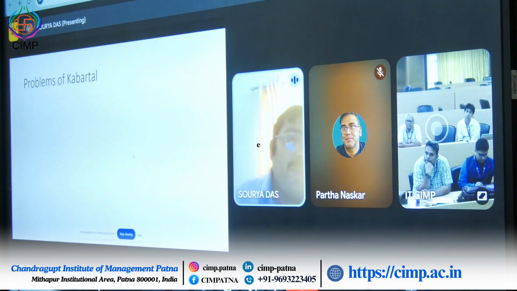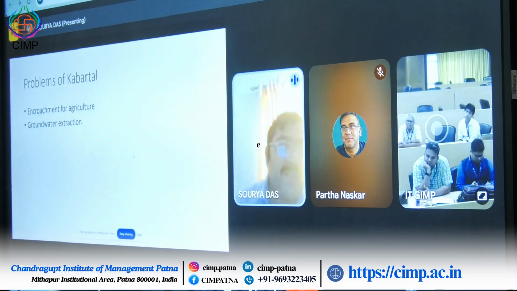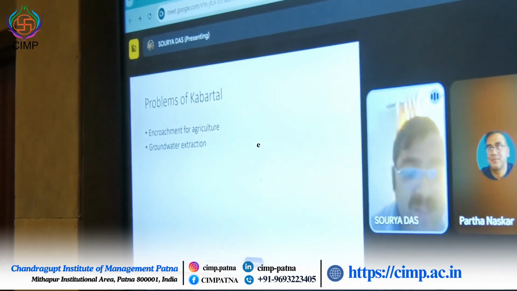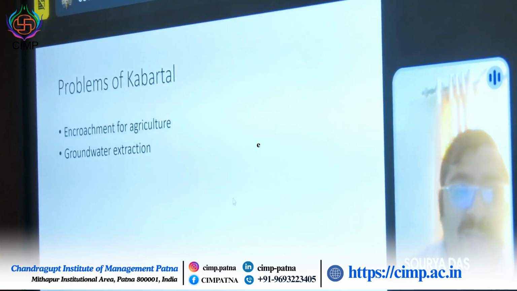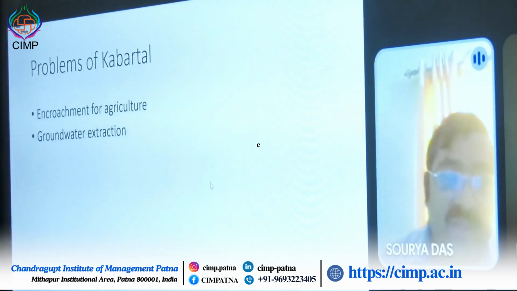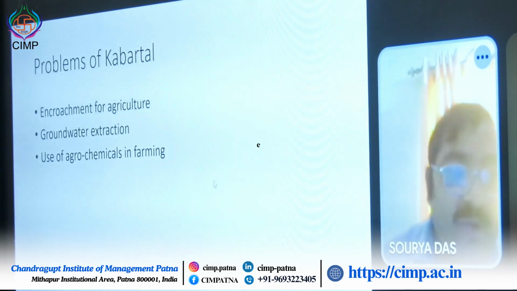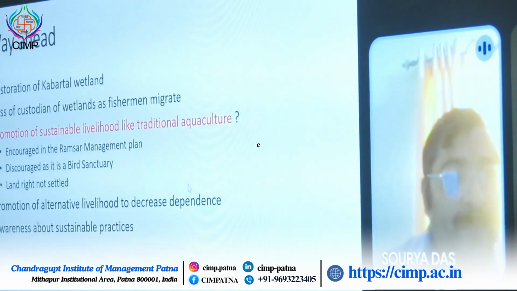Regarding the problems of the Kabartal, still now we can see a huge amount of encroachment going on for agricultural purposes. A huge amount of groundwater extraction is going on, which is not permitted in the wildlife sanctuary and the Ramsar site. Use of a huge amount of agrochemicals in farming is also going on, and siltation is one of the problems.